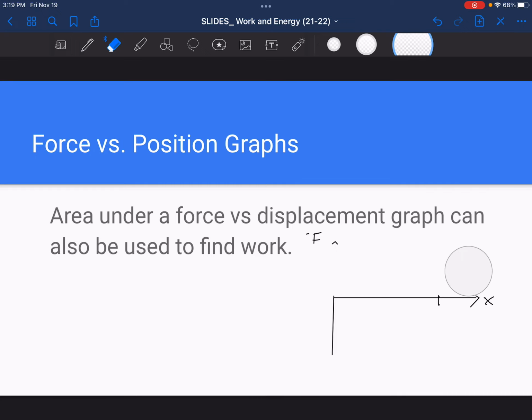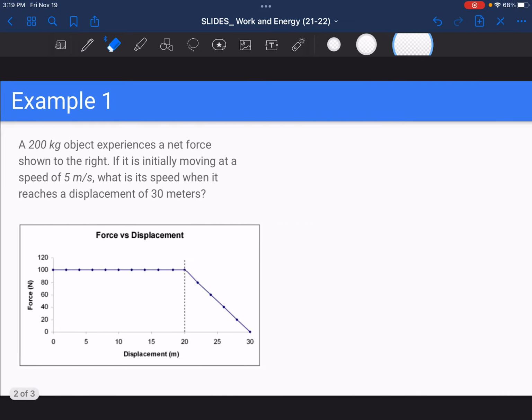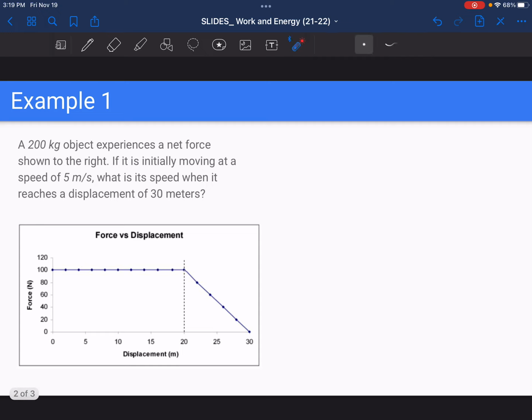So let's go ahead and go through maybe 2 examples. Here we've got a situation, a 200 kilogram object experiencing a net force shown not to the right. I moved the picture around. It's over here now. So this is the net force on our object acting over some displacement. It's moving at an initial speed of 5 meters per second, and we're supposed to find the speed at 30 meters when it reaches that position.